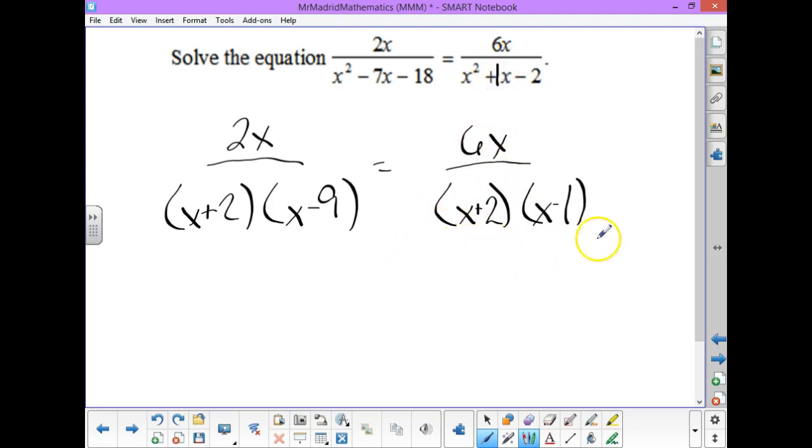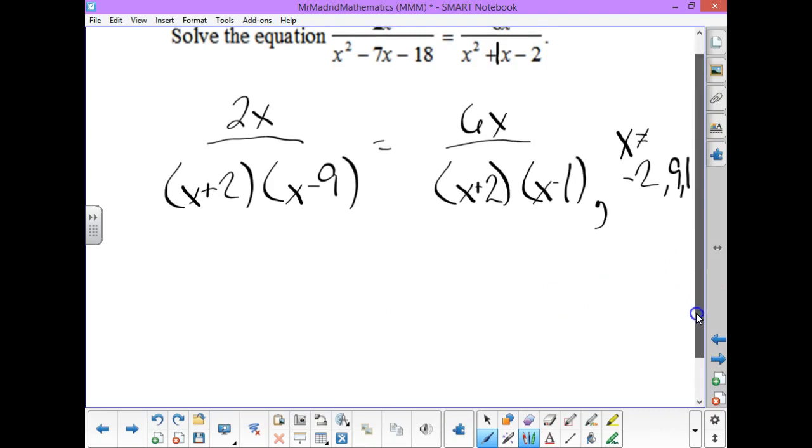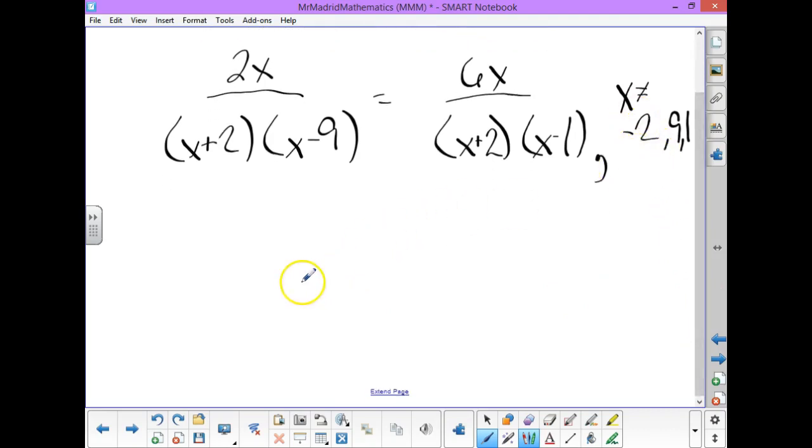Alright, as I'm doing this, I'm getting better at excluding the values that would make this undefined. So I have -2, I have 9, I have -2 again, and I have 1. Those are out, and I've got to remember to write that down. Check me and see if I do that.